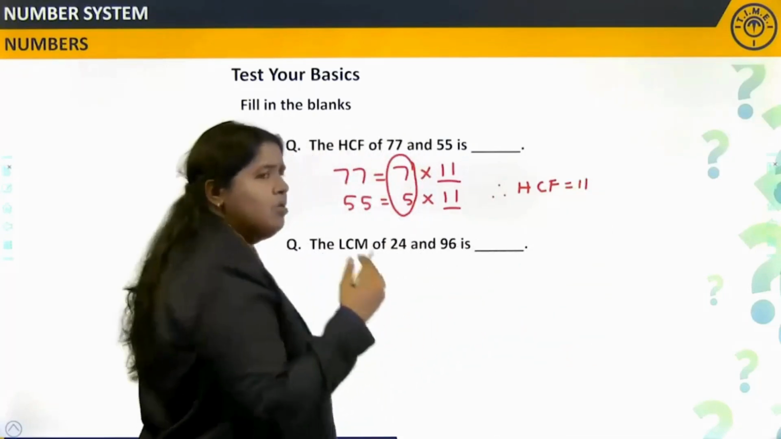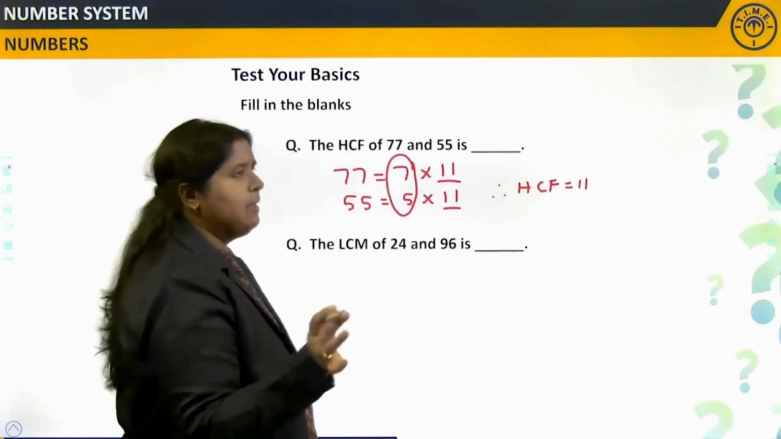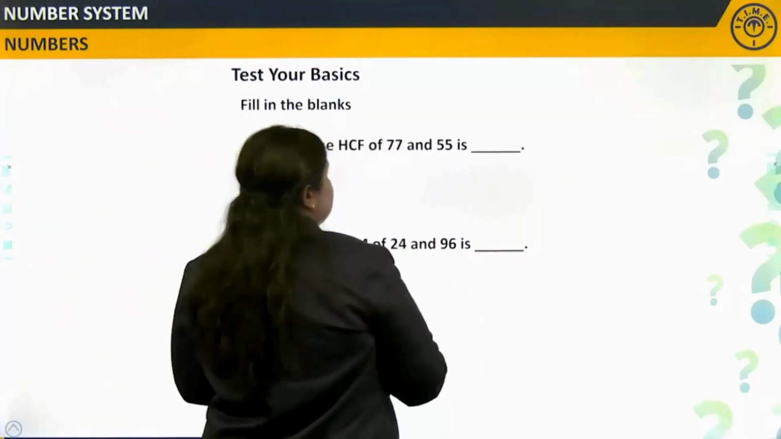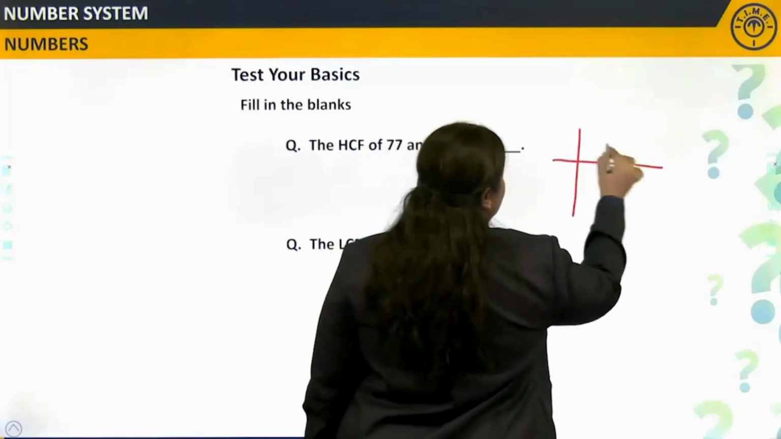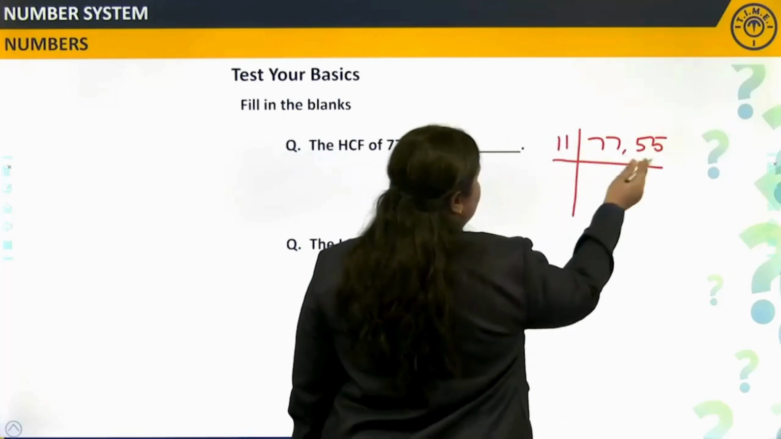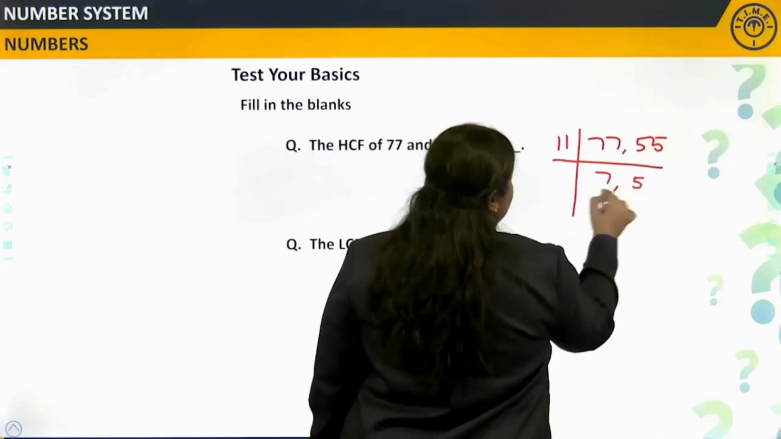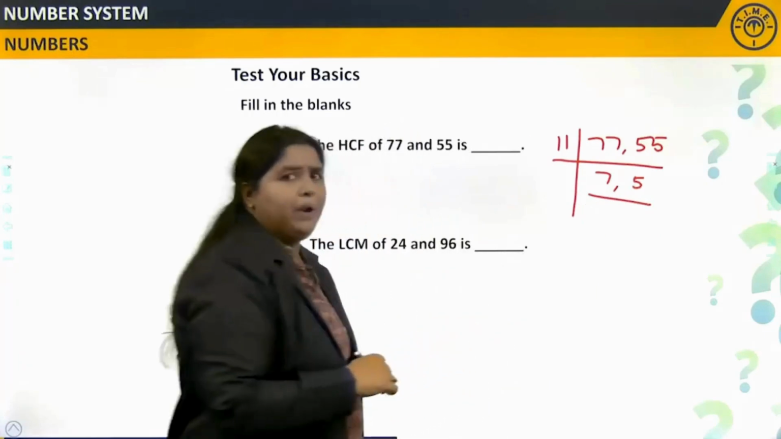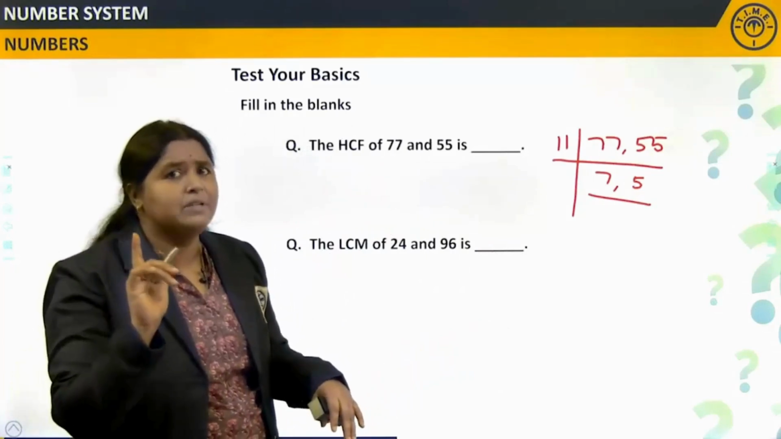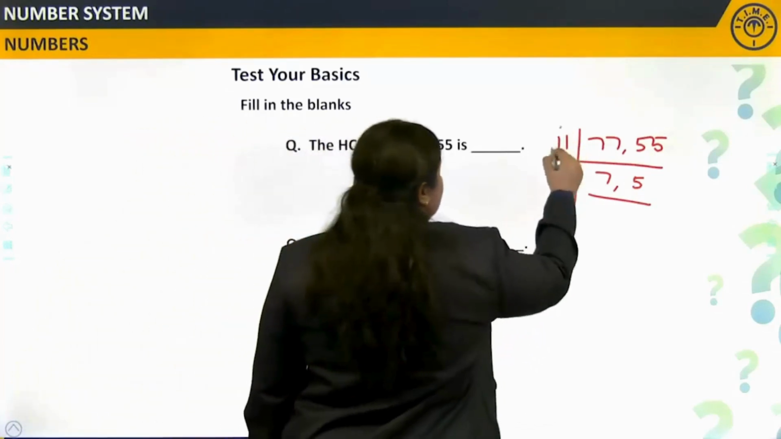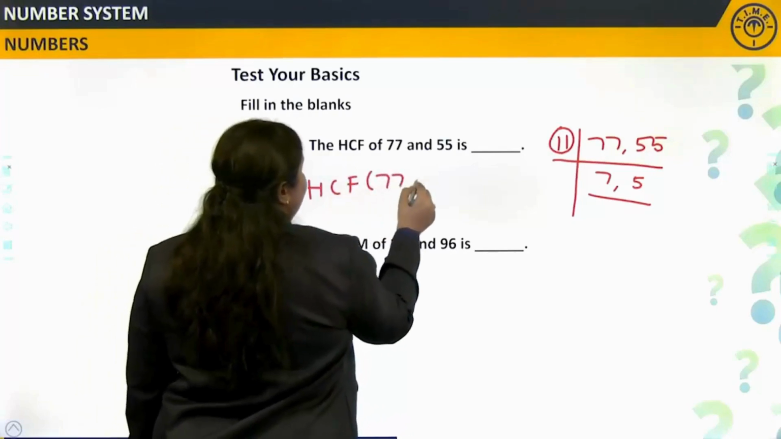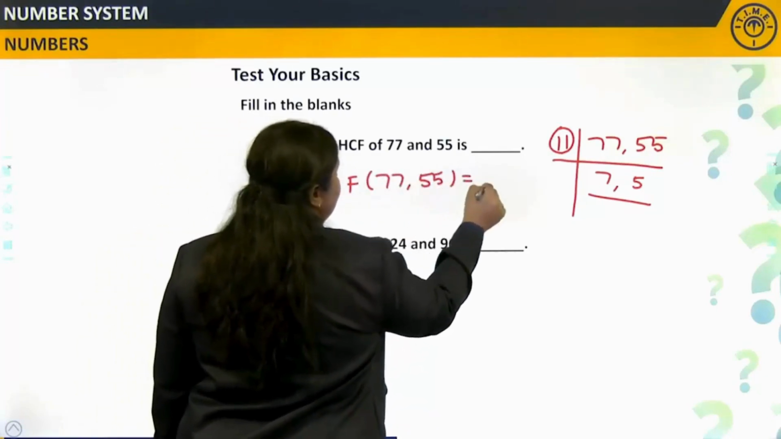Otherwise, what you can do? You can go ahead and proceed in division method or prime factorization method. Let us do that also. We will get the same answer. So, now what will you do? You will be dividing 77, 55 by 11. Both are present in 11 table. Now, 7 and 5 are co-prime numbers. They don't have any other common factor other than 1. Therefore, what is the highest common factor of 77 and 55? It is simply 11.